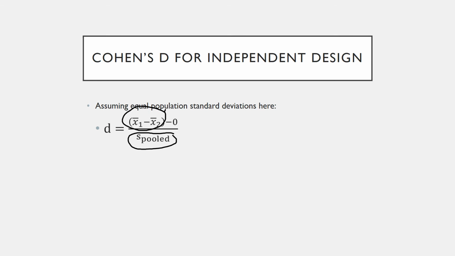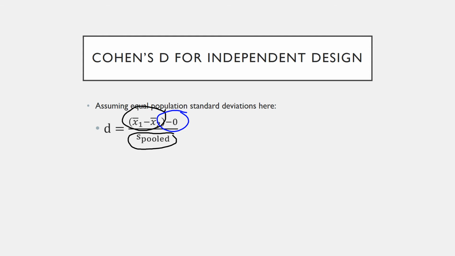And then here we're subtracting off 0, which seems a lot different than the one sample Cohen's D, but it's really not, because before we were subtracting off the number in the null, and we're doing the same thing here. It just happens that the number in the null is 0. And you can pick something besides 0 if you want. Don't just do it for fun, but if you have a reason to do it.